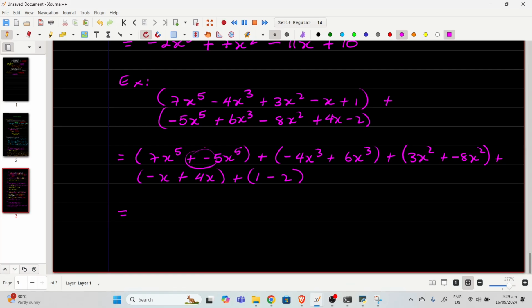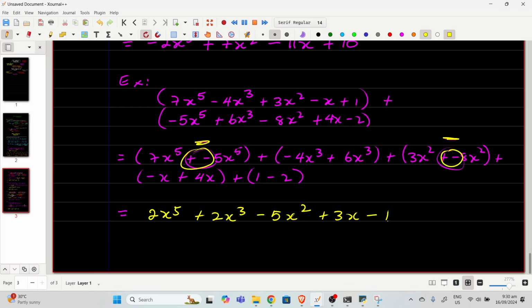So we can work these out. 7 minus 5 is 2x to the fifth. Plus negative 4 plus 6 gives plus 2x to the third. And then 3 minus 8 is minus 5x squared. And then minus 1 plus 4 is positive 3x. And then 1 minus 2 is minus 1. And that's the answer for this one.